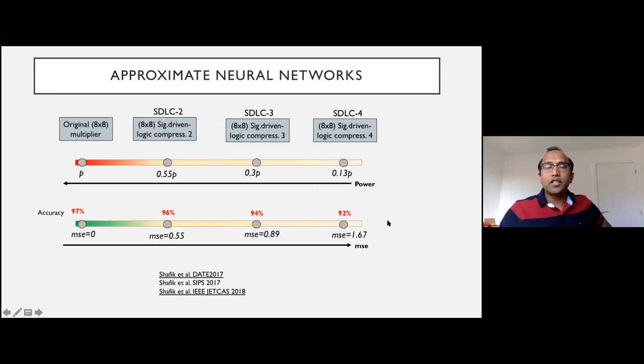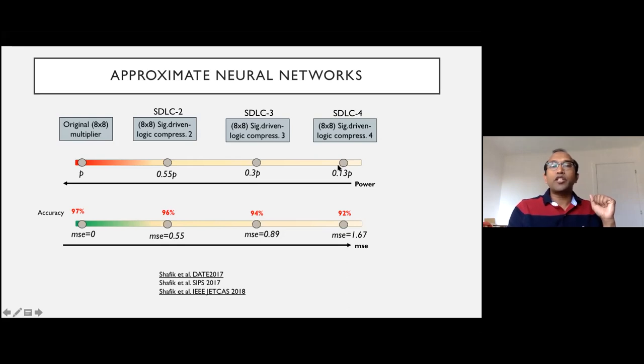And what are the advantages? Look at this. If I used the neural network with the original configuration, no approximation whatsoever, my power would be, let's say, P. But if I use progressively higher and higher approximation using the approach that we have just shown, can I compress 2 rows at once or 3 rows at once or 4 rows at once? If I go all the way to 4 rows, can you see the amount of power reduction that I'll achieve per neuron will be in the order of, let's say, 87%. 87% is a lot of power.